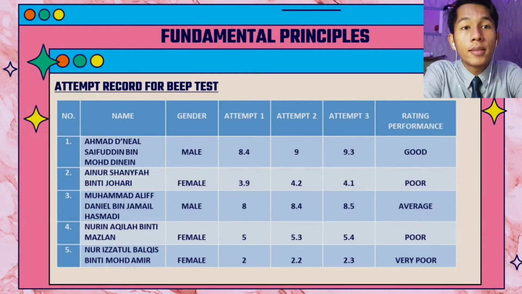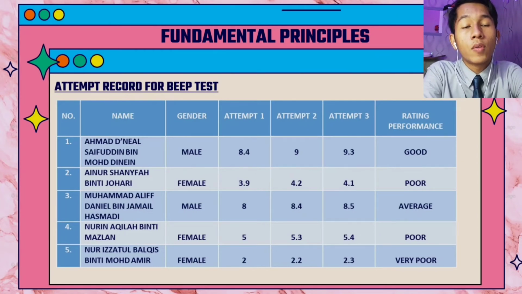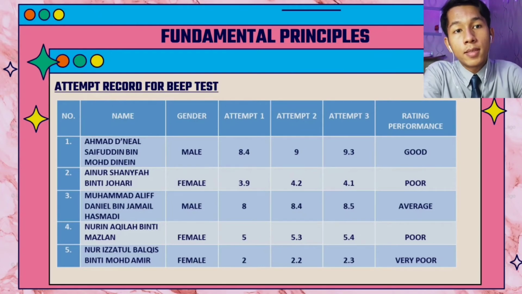For the next slide, it is the fundamental principle. The fundamental principle is the basic principle that is usually used in the beep test. If we want to run a beep test, we need to record these components. There are two types of table that we use in the beep test. The first one is the attempt record for the beep test, and the second one is the raw score for the beep test.